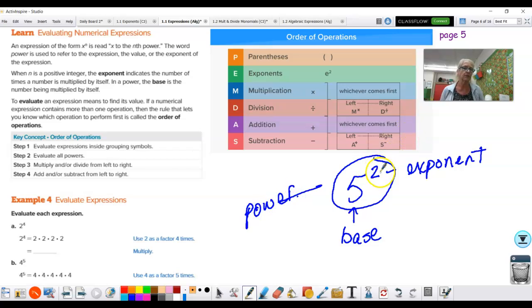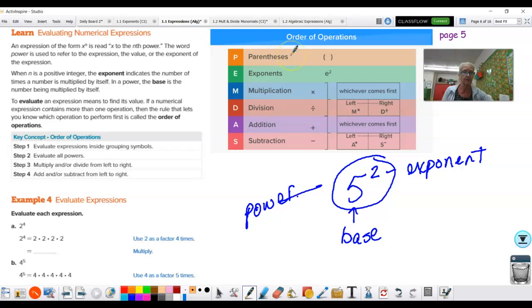I always kind of thought this was the power, the 2, but it's not. According to the rules of math, the whole expression is the power. So that's what it's telling you over here. It's reminding you of the steps of order of operations. You probably call it PEMDAS. That's why I put this one here.